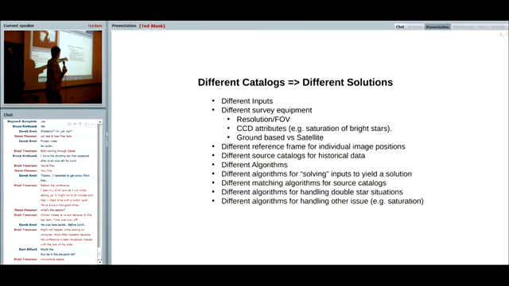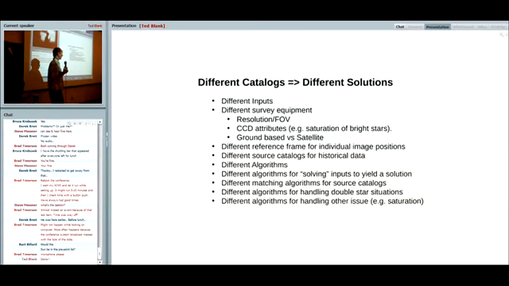There are also different source catalogs for historical data. They all look at previous catalogs in order to establish proper motion over time. Every catalog, whether it be the UCAC catalog, PPMXL, or the Tycho catalog, uses some of the same and some different catalogs as its historical basis for the fits. There are different algorithms for working with the data, and different algorithms for handling double star situations. There's just a lot of differences. Every catalog winds up being created differently, though the mix of inputs may be the same.